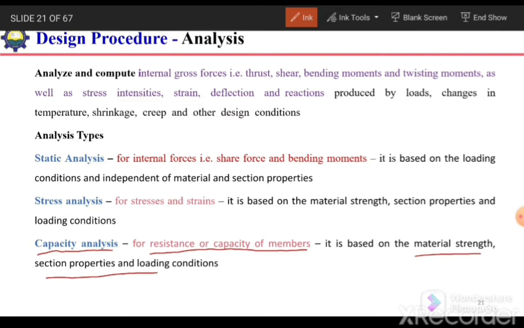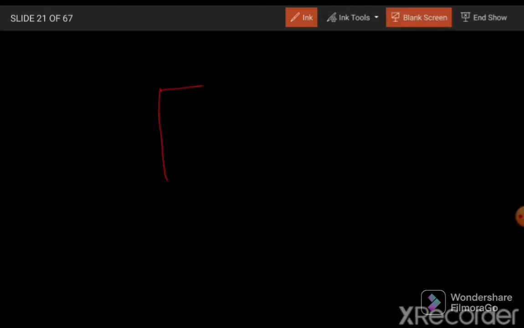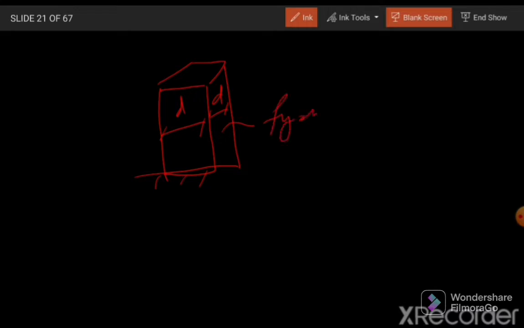For example, if we have a column again, and we know its B and D, meaning its area, and we also know that it is a steel structure with Fy 420 megapascal. So now we have the material property as well as the sectional properties. Now we need to calculate how much load it will bear.